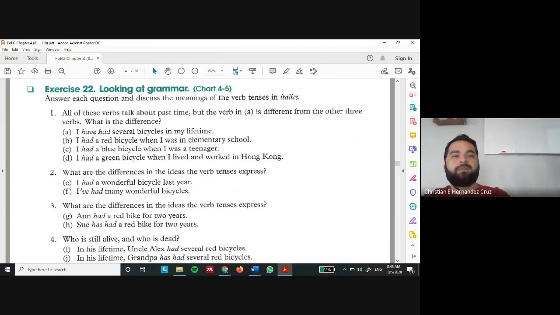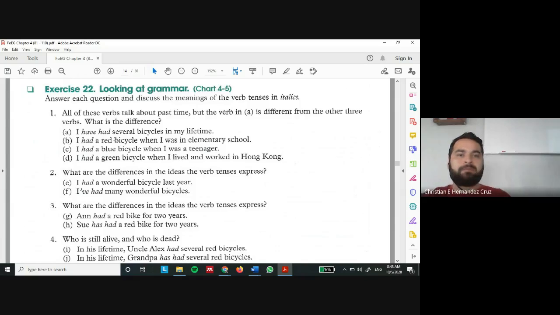Okay, so these are the verbs here. All of these verbs talk about past time, but the verb in A is different from the other three verbs. What is the difference? I'm going to read the sentences. I'm going to highlight the verbs. So sentence A says, I have had several bicycles in my lifetime.